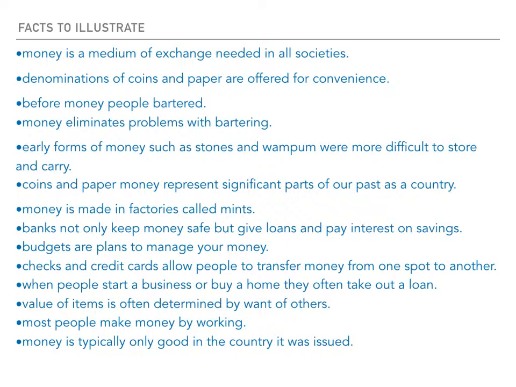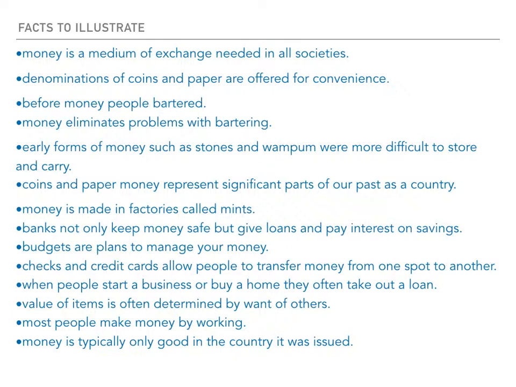Your seashell's bigger than mine. What is a seashell really worth? Early forms of money, such as stones and wampum, were more difficult to store and carry. Coins and paper money represent significant parts of our past as a country. If we look at it, there's a lot of fun history on a dollar bill or any other type of money. Money is made in factories called mints.